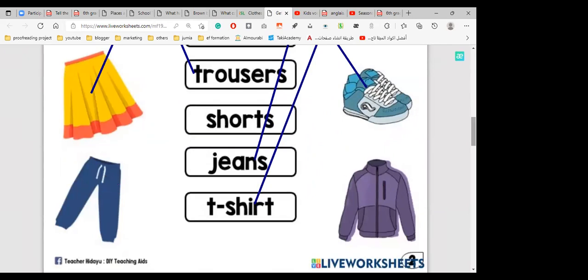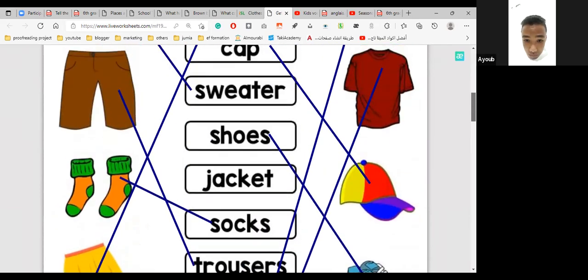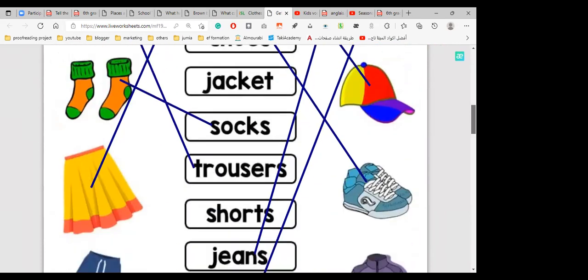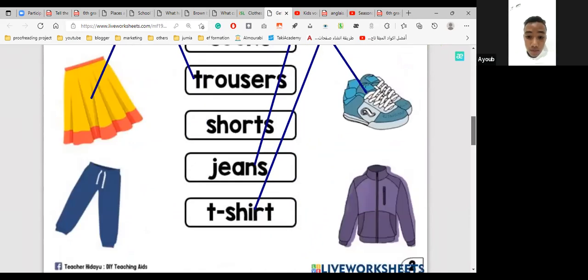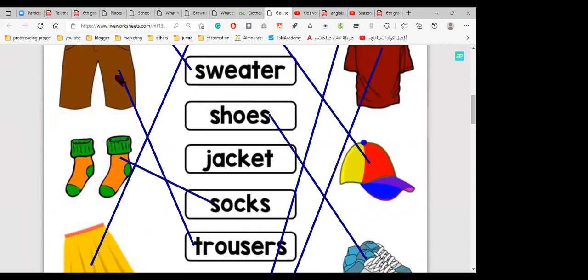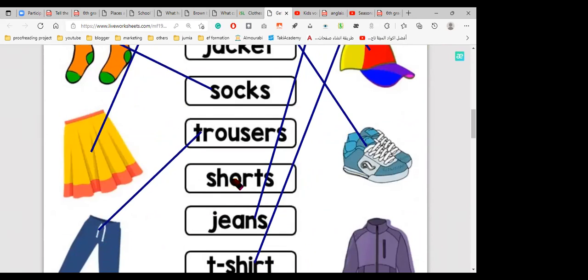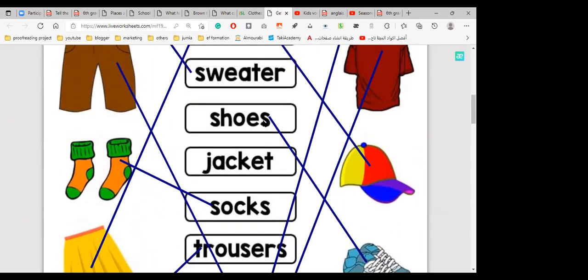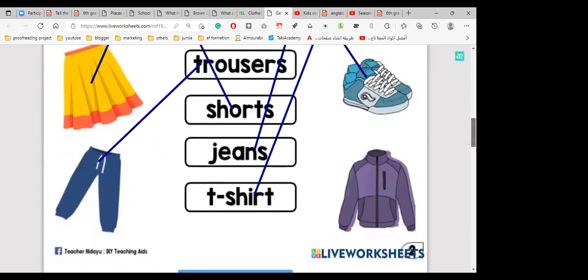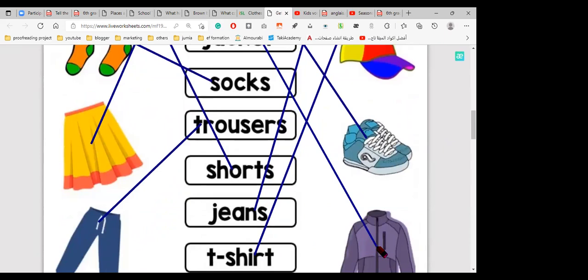The blue one. Trouser. Trouser? Ah, yes. This one is a short, sorry. This one is a short, and this one is trouser. What is this? Jacket. This is a jacket. Okay, a jacket.